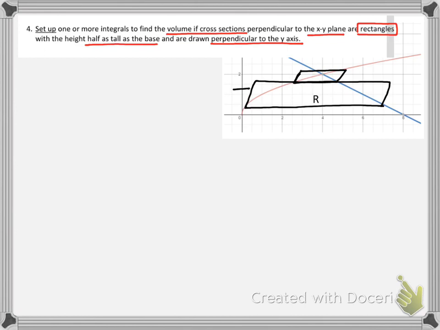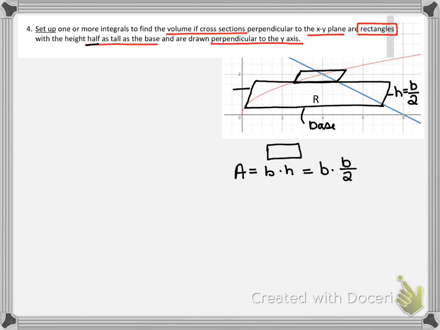Each rectangle will have a base and a height, but we know this height is really equal to the base divided by 2, because they told us the height is half as tall as the base. So the area shape will be a rectangle of base times height, or as we've said, base times base over 2.